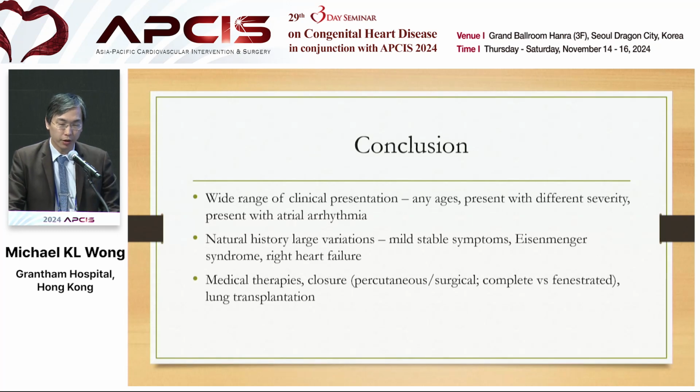So, ladies and gentlemen, in conclusion, patients with ASD and pulmonary hypertension can present with a wide range of clinical presentation at any age with different severity, and even present with initial finding of atrial arrhythmia. Natural history largely varies, ranging from mild stable symptoms, Eisenmenger syndrome with some of the cases having a relatively stable trajectory over many years, or even right heart failure requiring further interventions. So treatments could be closure, either percutaneous or surgical, complete versus fenestrated, medical therapy, and in refractory cases, lung transplantation.